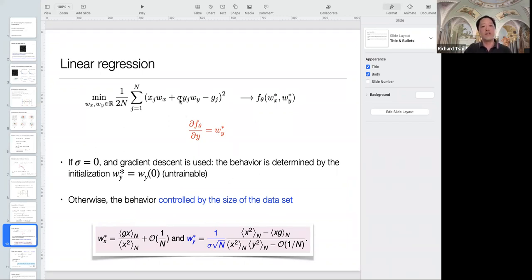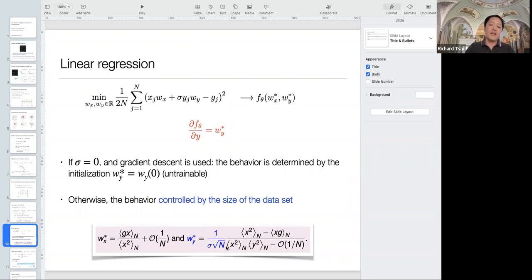Okay, now suppose sigma is not zero, then you can solve it easily, and there's a unique minimizer, and the minimizing parameters are written down over here. In particular, when n goes to infinity, this is just how it should be. I want to draw your attention to the blue part of the formula for the optimal weight set w_y star. You notice here there's this one over sigma times square root of n. And sigma, the way we set it up, imagine that y is drawn from a normal distribution. So sigma is the standard deviation of your noise in the normal directions.